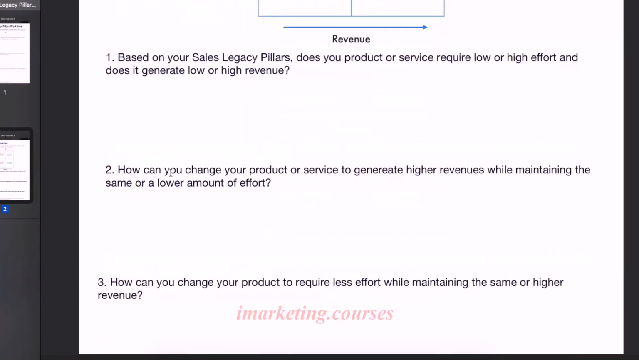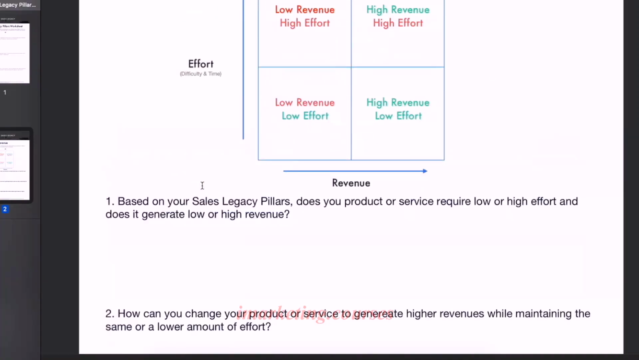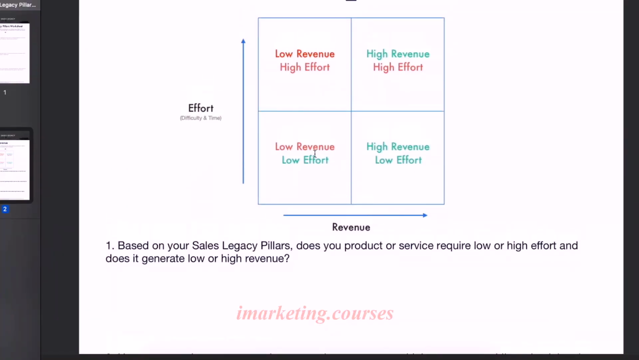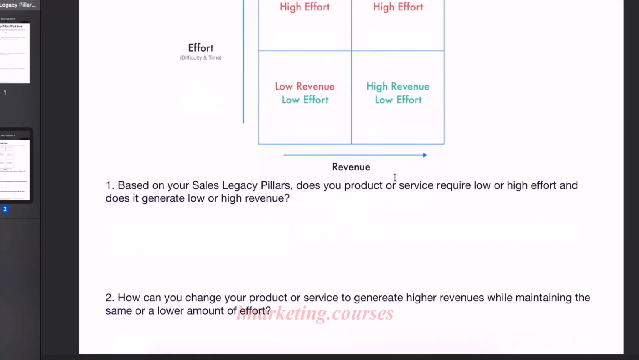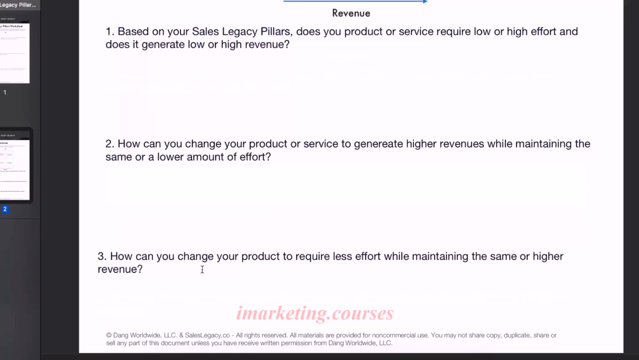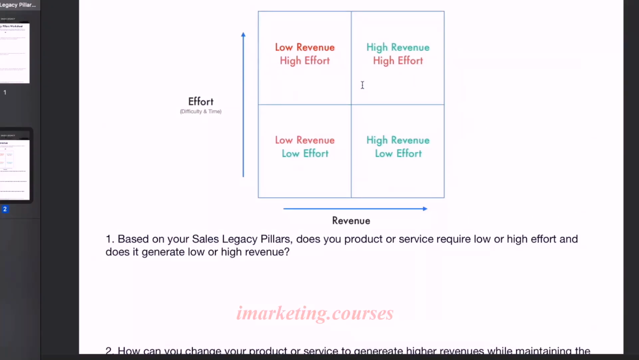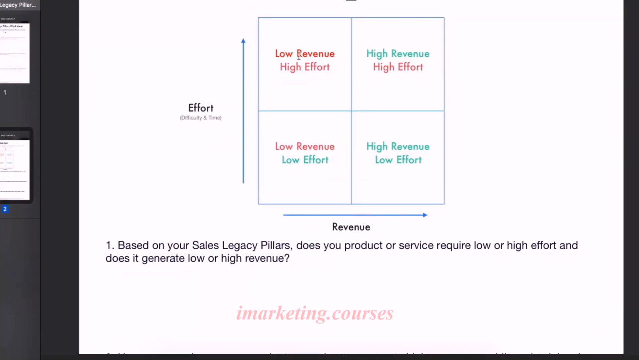Number 2: how can you change your product or service to generate higher revenue while maintaining the same or a lower amount of effort? Meaning, if you fall into low effort, low revenue, how do you change this to get into high revenue, low effort? You want to brainstorm ideas here. Then, how can you change your product to require less effort while maintaining the same or higher revenue? If you have high effort and low revenue, or high effort and high revenue and you want to keep your revenue, how can you change your effort to make it lower to be in this box?